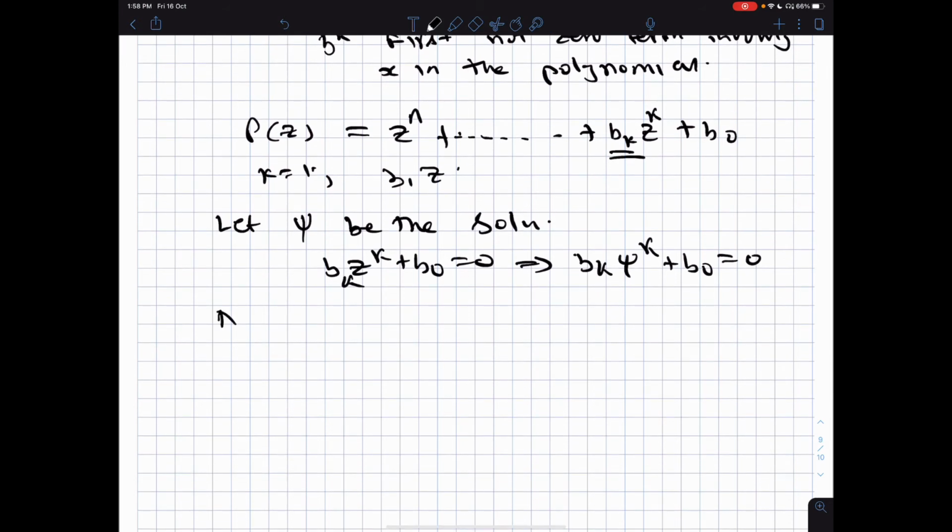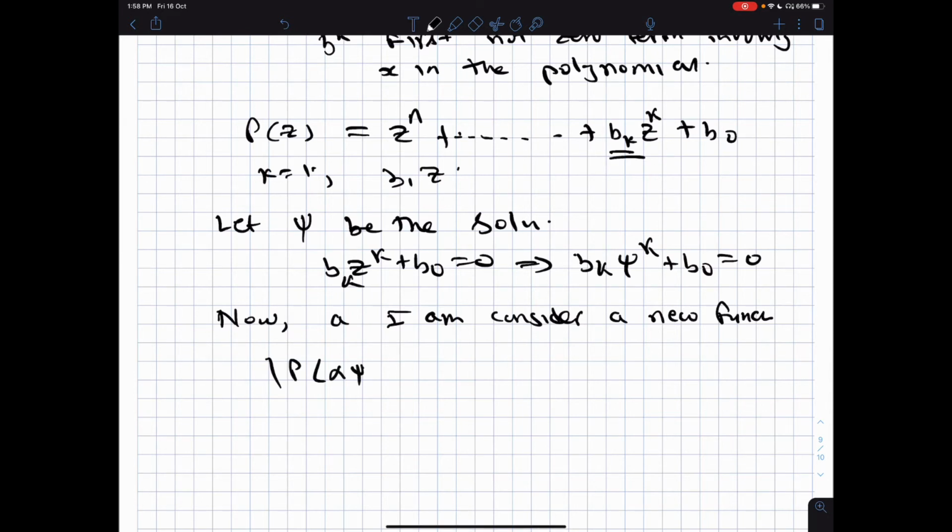And now I am going to consider a new function, called whatever, I don't know what I am going to call it. It's a function in alpha, and the only z that I am permitting here is z equal to psi times alpha. So if I expand this, what is this going to be?